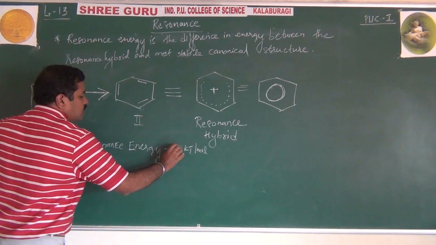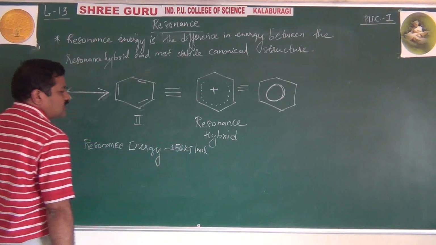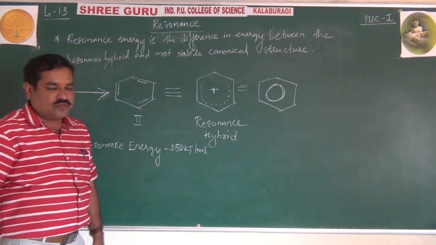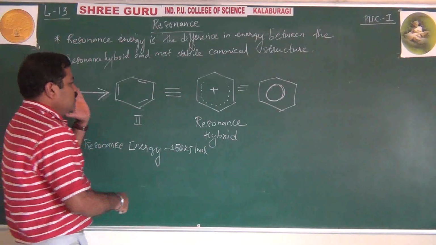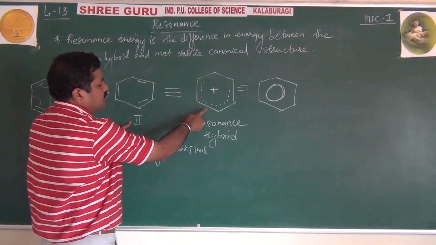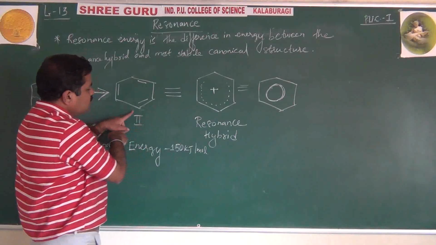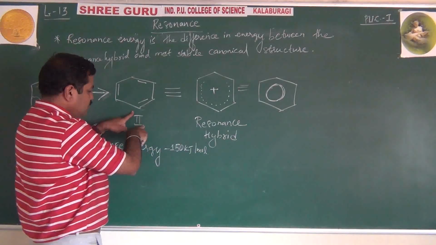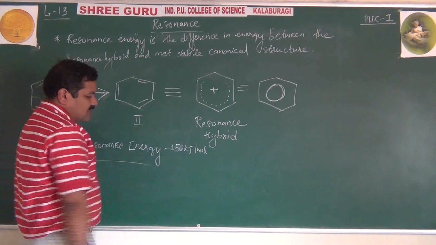150 kilojoules per mole is the resonance energy of benzene. That means the most stable canonical structure is the second, and this is the resonance hybrid. The resonance hybrid minus the most stable canonical structure will give you the experimental resonance energy.